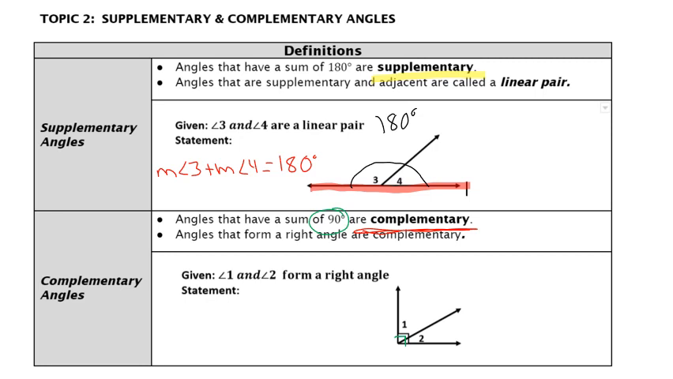So if I have two angles that are forming a right angle, that would mean the measure of angle 1 plus the measure of angle 2 is equal to 90 degrees. So that whole sum would be 90 degrees, or a right angle.